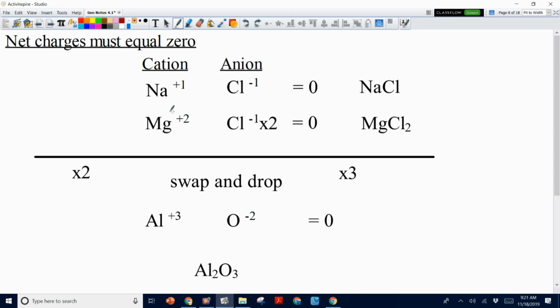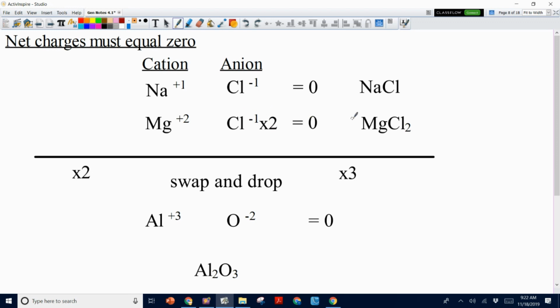Magnesium is a +2 charge, so it has a +2 right here. And then chlorine is a -1 charge. Now, in order for this to have a net charge of 0, how many of these chlorines are we going to need to cancel out this +2? Well, if each chlorine is a -1, we're going to have 2 of those.